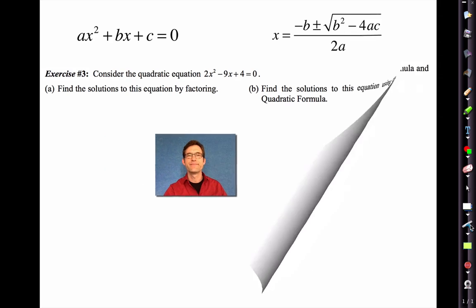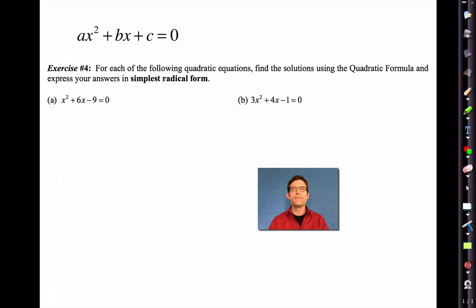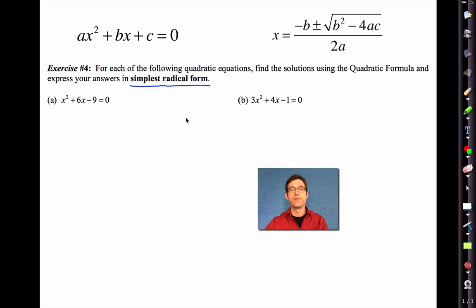Next page. So we really want to get some practice using this formula. A lot of times on tests, especially if you're a student in New York State, they will ask you to use the quadratic formula and express your answers in simplest radical form. That's actually what we did in the second problem, when we simplified the square root of 52.